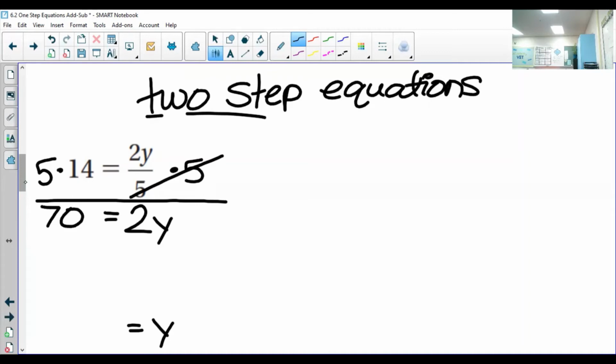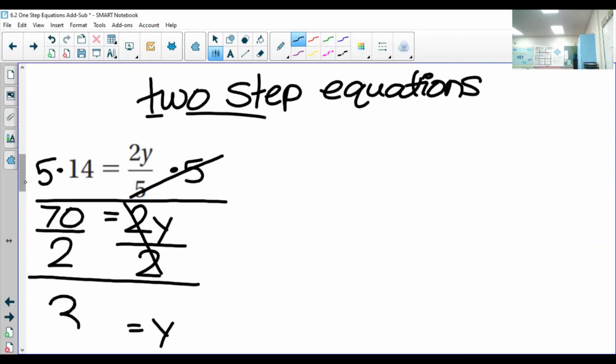Okay, I'm not done yet because my y still isn't all by itself. So if I have 2 times y, the opposite of times is to divide by 2. And I'm going to have to do that on both sides. So I'm going to cross off these 2's, and what do I have left? Just my y, which I already wrote down. And what's 70 divided by 2? 35. So y equals 35.